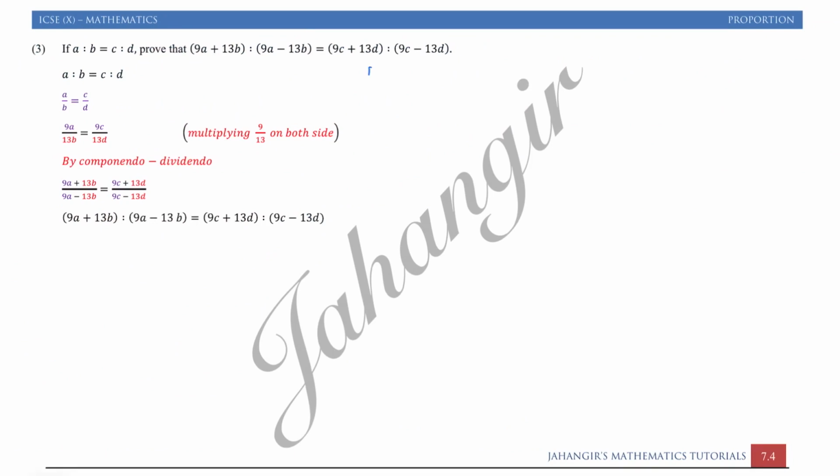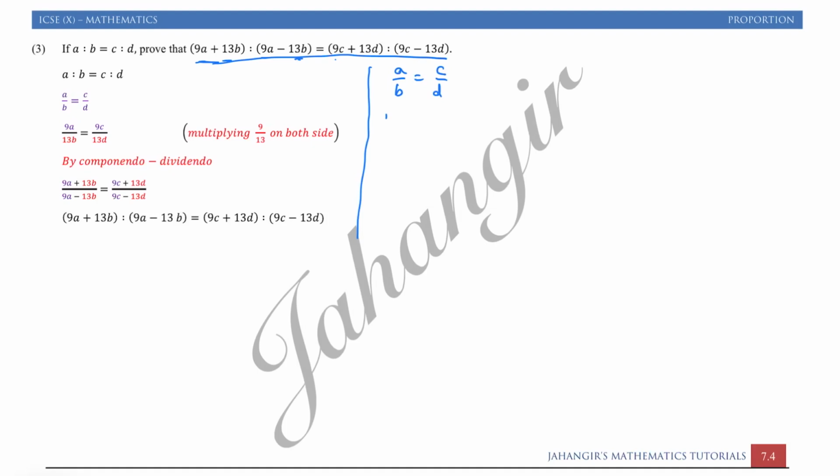Third question is based on the same pattern. We have a is to b, which can be written as a by b is equal to c by d, and we want this as a ratio. If you check, we have 9a plus 13b, 9a minus 13b, 9c plus 13d, 9c minus 13d.